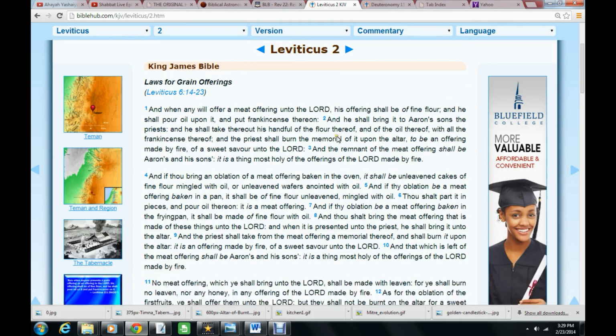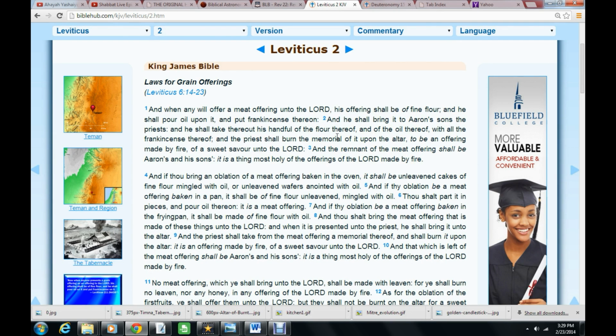So let's go ahead. Leviticus 2. Laws for grain offerings. And when any will offer a meat offering unto the Most High, his offering shall be of fine flour, and he shall pour oil upon it, and put frankincense thereon.